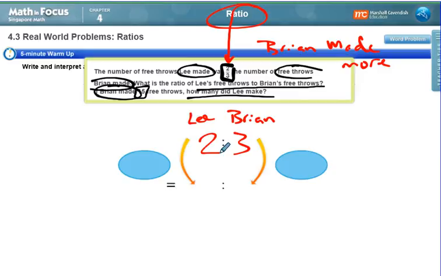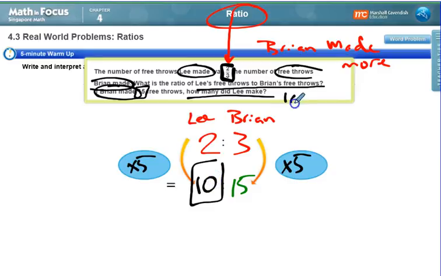Now it says Brian made 15. So in this diagram I can put 15 down here. And what I'm looking for now is that number. If Brian made 15, how many did Lee make? Well, we're multiplying by 5 to get the 15. So we multiply by 5 over here, giving us 10. So how many did Lee make? 10 free throws.